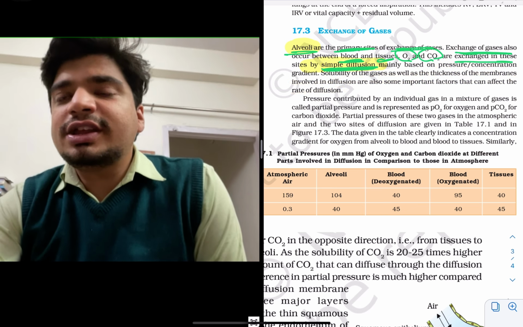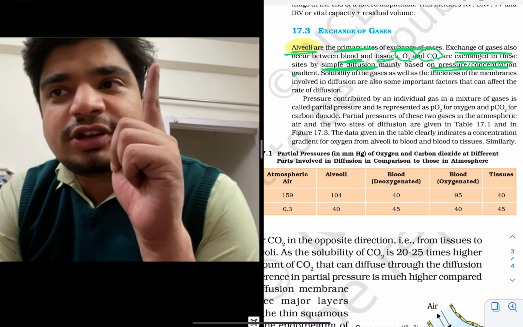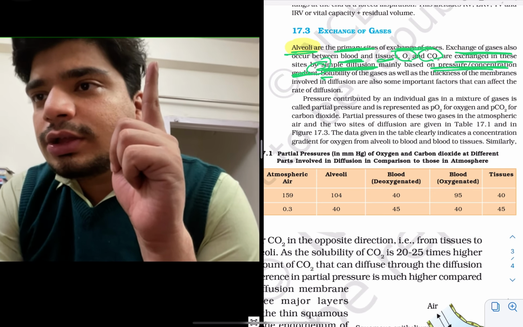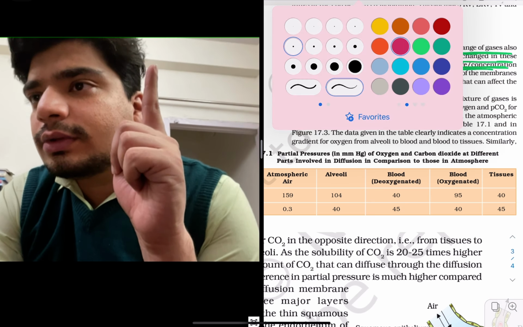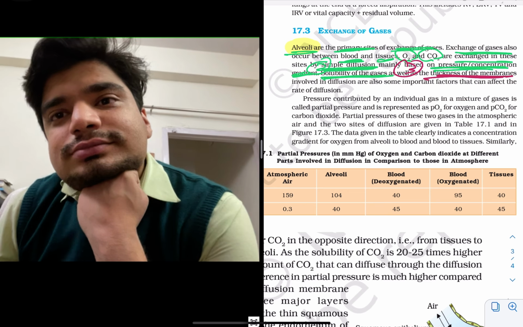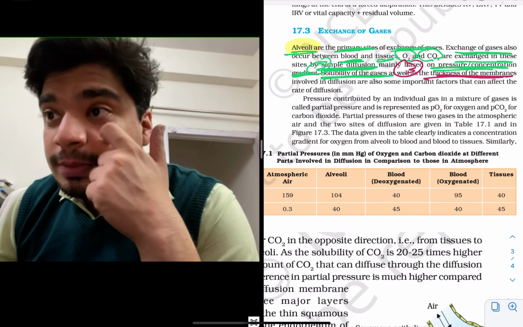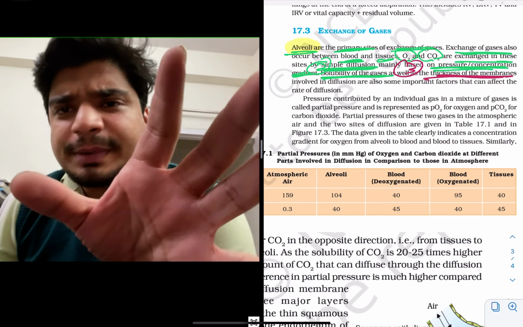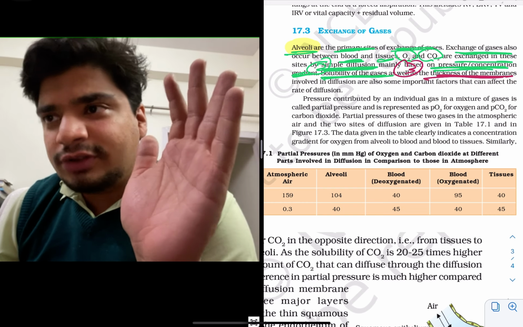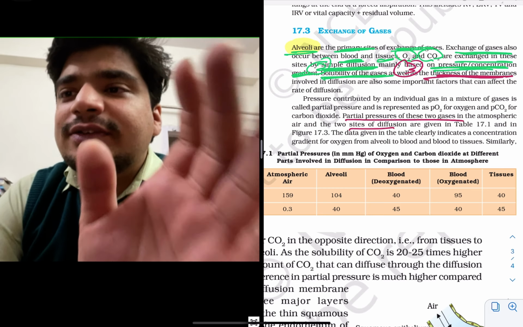So the diffusion is affected by first pressure gradient, second solubility of gases, and third thickness of membranes. These are the factors that affect the rate of diffusion. Okay. Now pressure contributed by an individual gas is the partial pressure. This is a chemistry concept. We all know this.